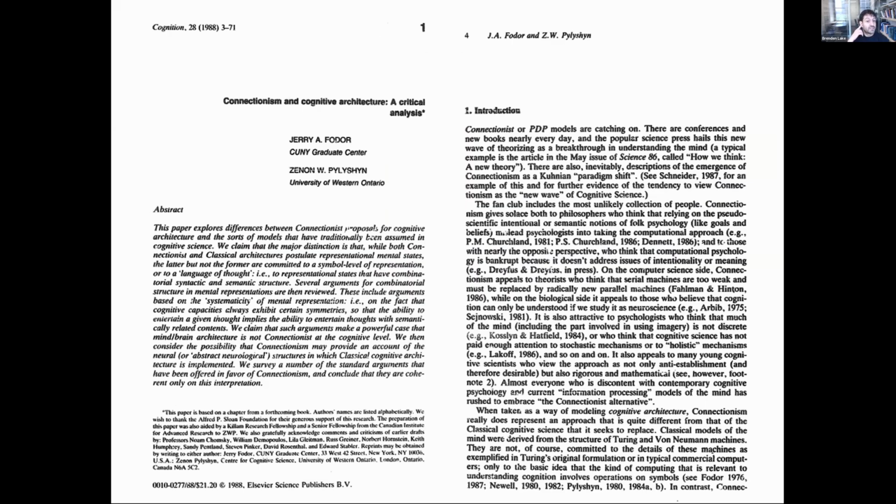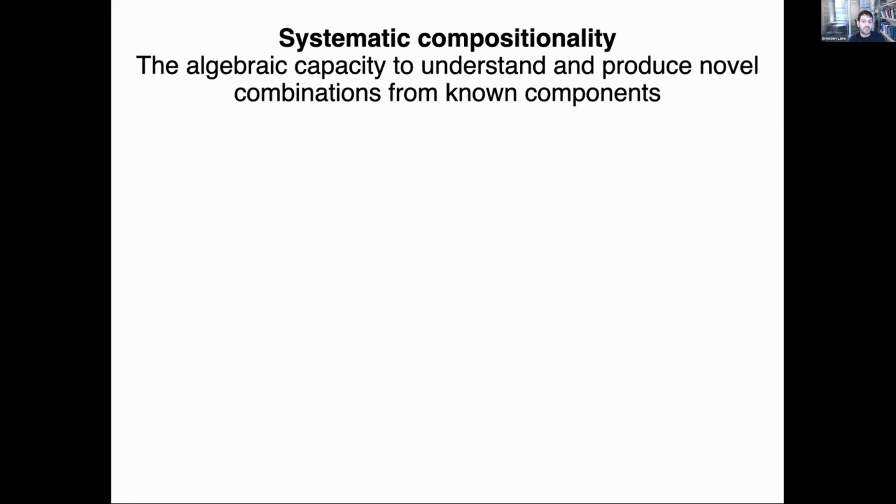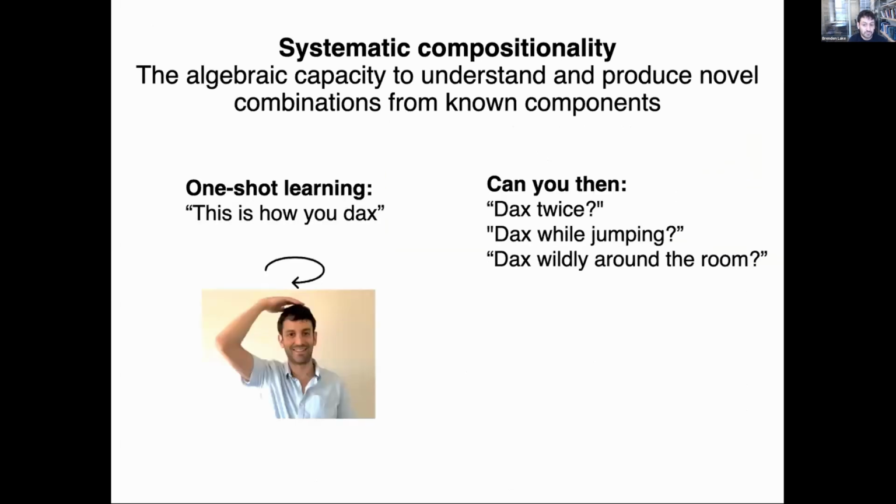So it's been 35 years since Fodor and Pylyshyn's article that launched the debate about neural nets and compositionality, and I think it's a credit to their foresight that workshops like this are still happening today. We're still having this debate. So here's my restatement of Fodor and Pylyshyn's systematic compositionality, maybe emphasizing a different aspect than Ellie just did. Systematic compositionality is the algebraic capacity to understand and produce novel combinations from known components. And of course, Chomsky, Montague, Gary, many others have written a lot about these ideas.